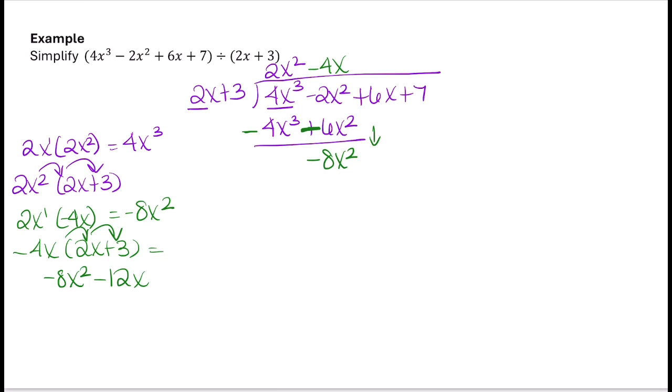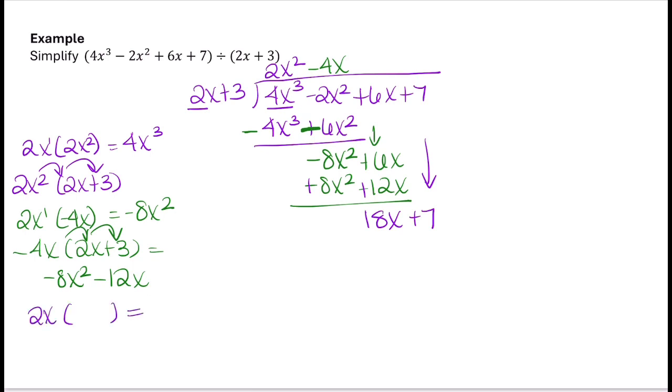So here, remember, I need to bring down this plus 6x, and then here I have minus 8x squared minus 12x. And then I subtract by switching the sign, so I'm going to switch these to plus. Minus 8x squared plus 8x squared is 0. 6x plus 12x is 18x. And then I go ahead and bring down my plus 7. And then now I need to say, 2x times what is equal to 18x? Well, 2x times 9 is equal to 18x. So I'm going to write plus 9 here, and then I'm going to do 9 times 2x plus 3. And when I distribute, I get 18x plus 27.